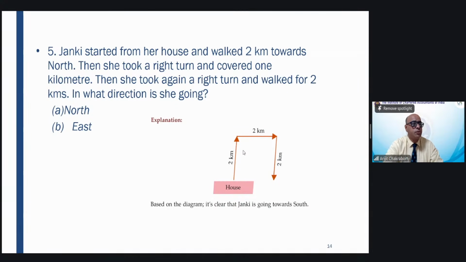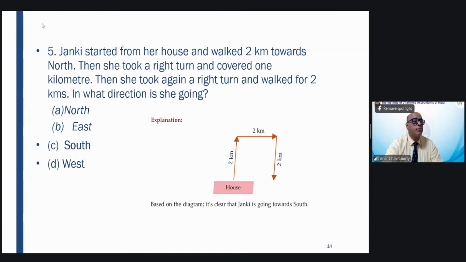Janki is first going towards north. अभी right turn लेती है and covered 1 kilometer. Okay, then she took a right turn and walked for 2 kilometers. Which direction she is going? Okay. ये है question number 5. So you can see north, then right turn. That means ये भी पूरब की तरफ जा रही है, eastern side. Then again right turn. So basically south.